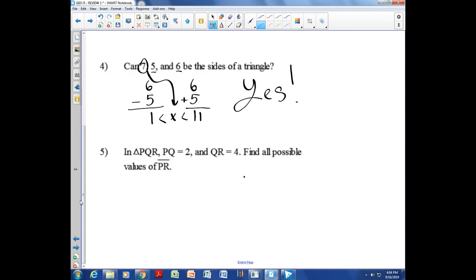question number 5. In triangle PQR, PQ is 2 and QR is 4. Find all possible values for PR. So once again, it's the same exact question, just put in a different manner. So I'm going to take the 2 sides that they've given me. I'm going to put 4 over 2 and 4 over 2. Instead of using x in this case, I'm going to use what they're asking me to find, the possible values of the third side, which is PR. So I'm going to put PR here in the middle. I'm going to subtract and add. 4 minus 2 is 2, so PR has to be greater than 2. And 4 plus 2 is 6, and less than 6. There's my answer.